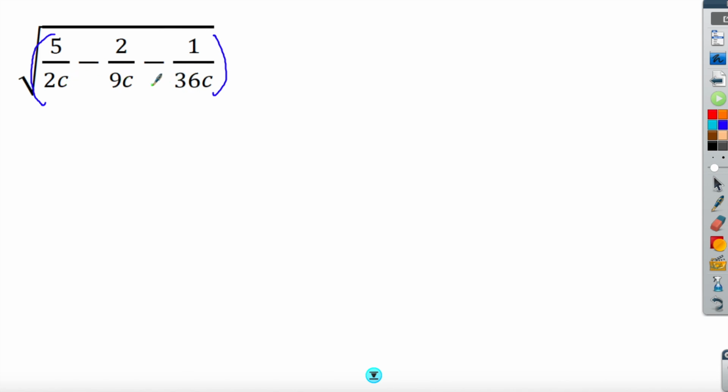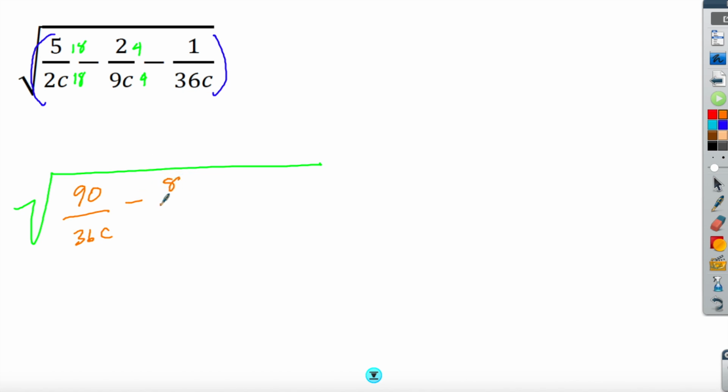They are not the same, but my least common denominator is 36c, which means I need to multiply this one, the numerator and the denominator, by 4. And on this one, I need to multiply the numerator and the denominator by 18. So that means I'm going to have the square root. 5 times 18 is 90. 18 times 2c is 36c. Minus 8 over 18c minus 1 over 36c.